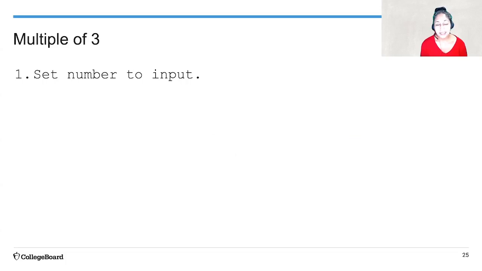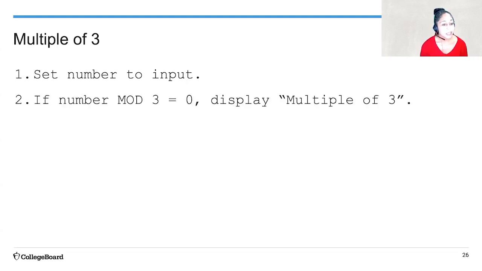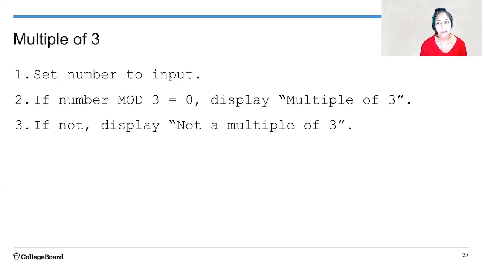So to write this algorithm, I might start by getting the user's input and storing that inside of a variable called number. In order to check if a number is a multiple of 3, I'm going to use the mod operator to check if the number mod 3 equals 0. If it is, then I'm going to display multiple of 3. If it's not, then I'm going to display not a multiple of 3.